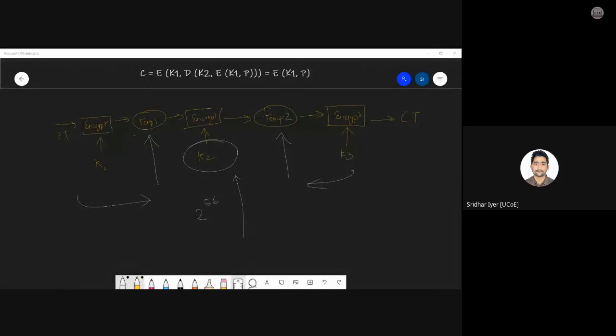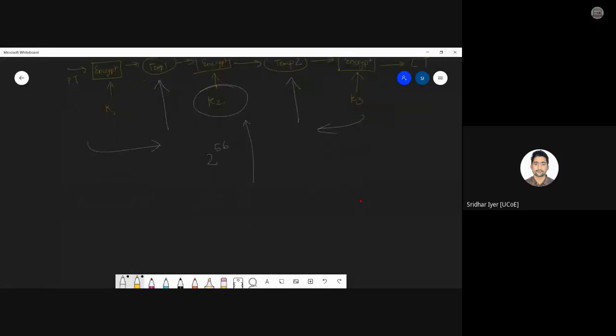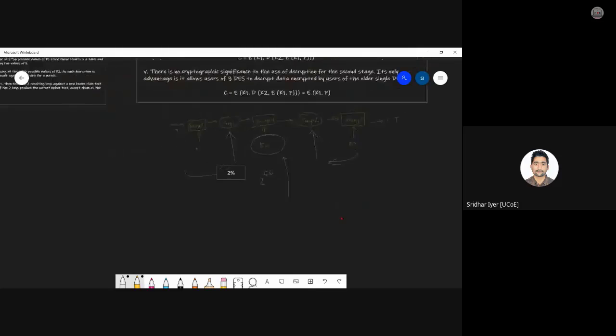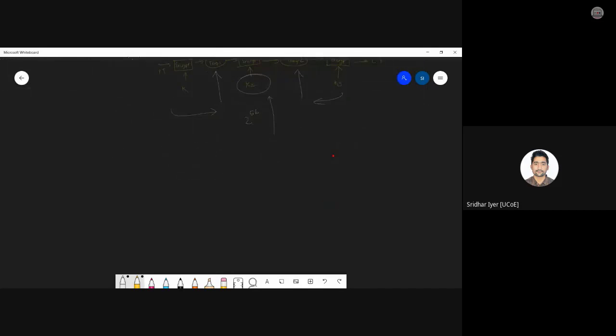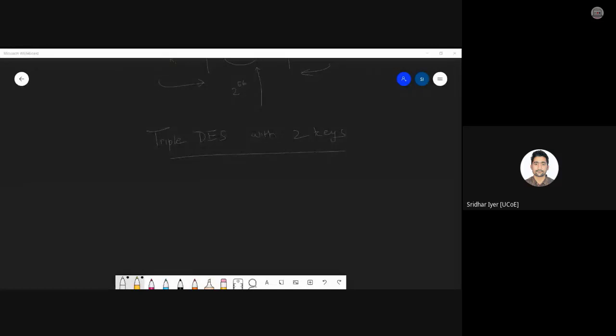What could be the variants? Any idea? It is very simple with the help of three keys, K1, K2, K3. But can we do triple DES with two keys? That is what my next question is all about. Triple DES with two keys. Is it possible? The architecture may look a little childish to you, but it is possible. How? Any ideas? Can we perform triple DES with two keys?